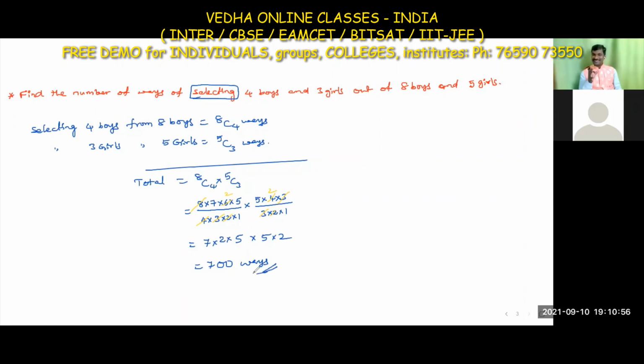It looks very simple, very small. How many ways are possible for selecting? 700. Okay, 700 ways are possible. So just note down.